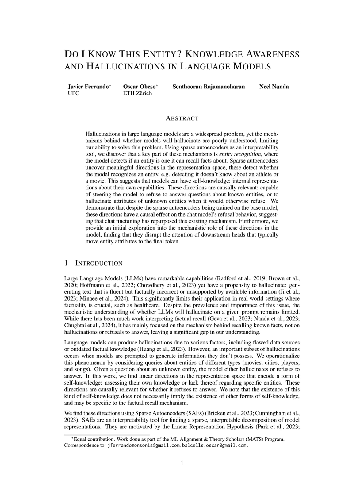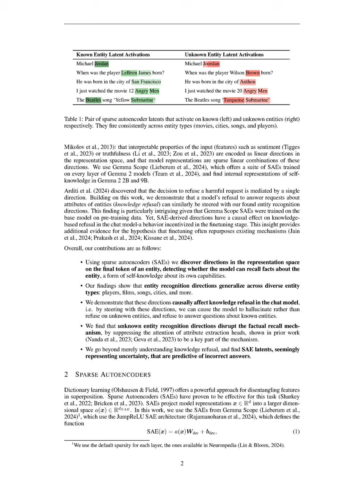The primary theoretical benefit of our method lies in the discovery of entity recognition directions within the representation space of large language models, LLMs, which allows for a nuanced understanding of how these models assess their own knowledge. By utilizing sparse autoencoders, SAEs, we can identify specific latent directions that causally affect knowledge refusal and hallucination behaviors, providing a mechanistic insight that existing approaches lack.